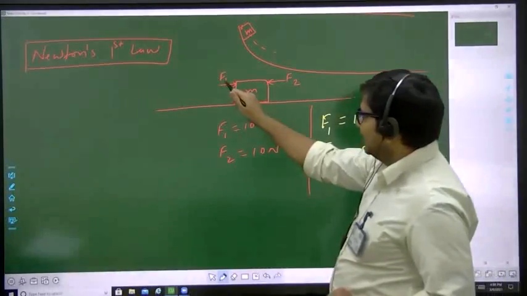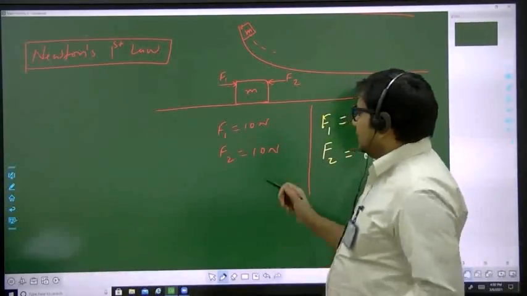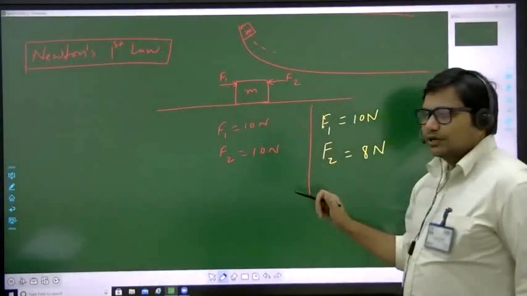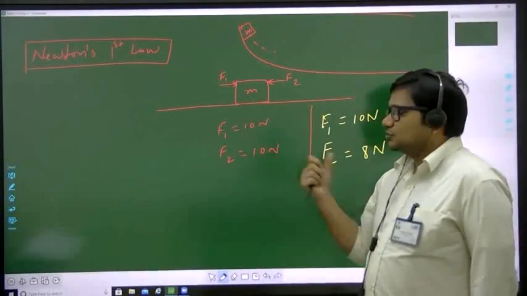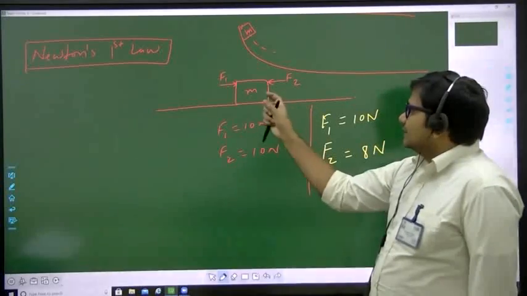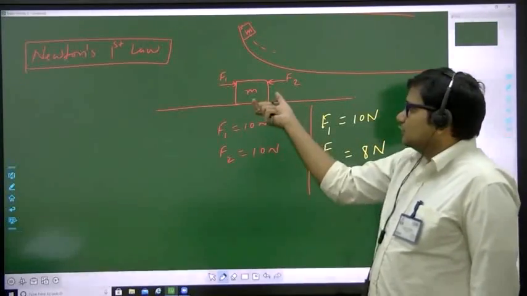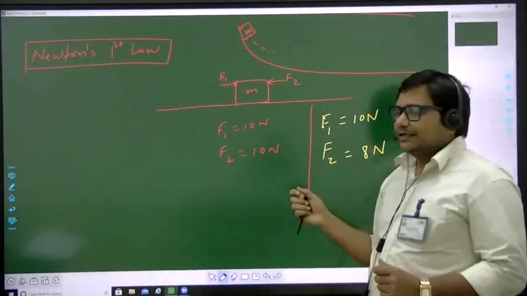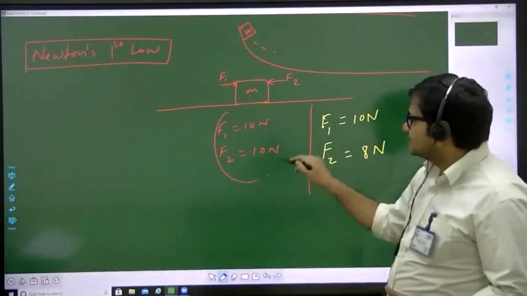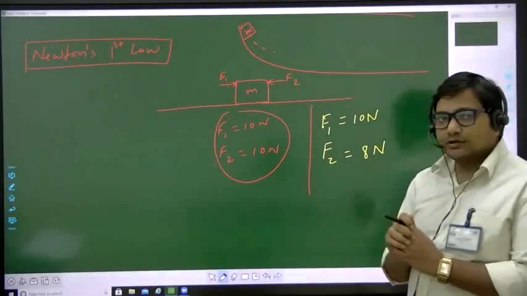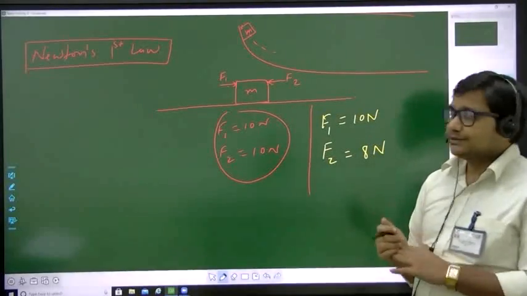And if we take the value of F1 as 10 Newton and F2 also 10 Newton, equal and acting in opposite directions, then the net force on this object will be zero, and these forces are not going to make any change in its state. So in this case, F1 and F2 are called balanced forces.